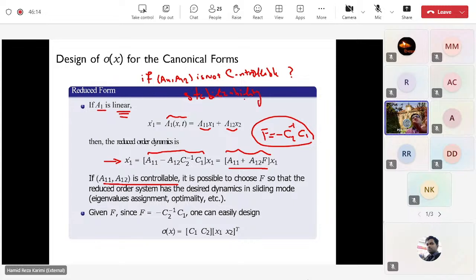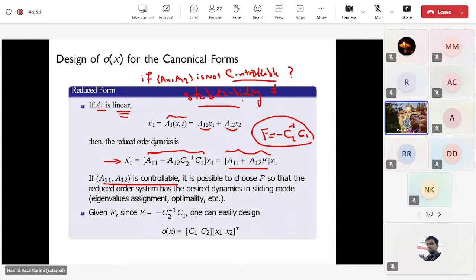In control, we have two concepts. One concept is controllability. The second concept is stabilizability. These are totally different, so they are not equivalent, right? Controllability means that the matrix A11, A12 should satisfy some rank condition. You know from the control course that if the controllability matrix has complete rank, the system is fully controllable. But if the system is not controllable, you need to check stabilizability.